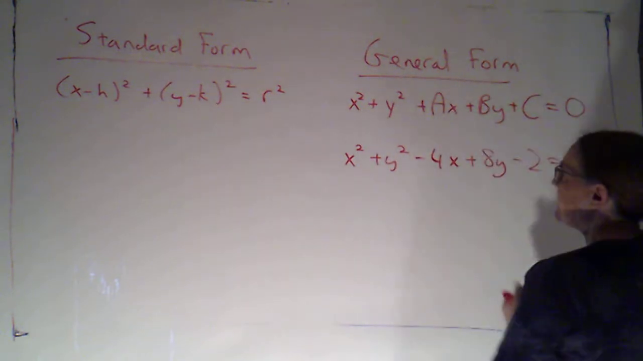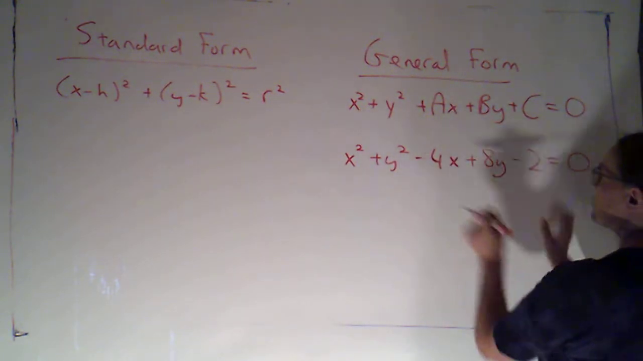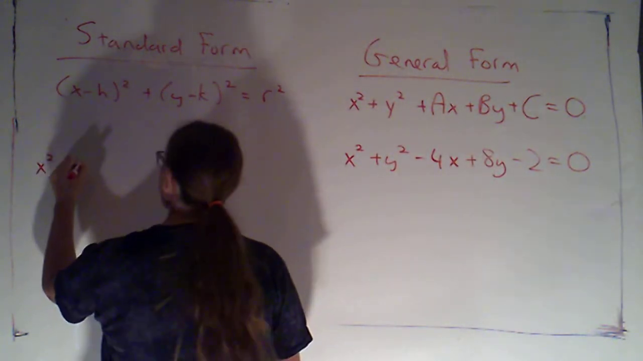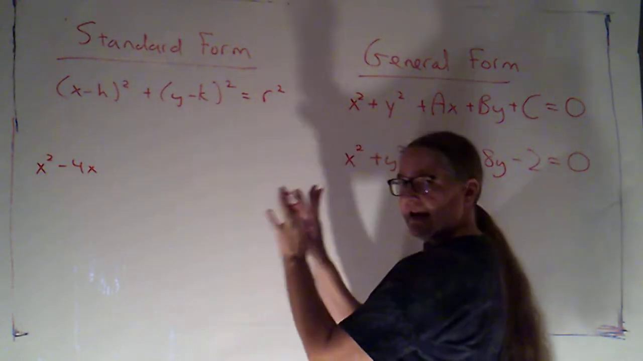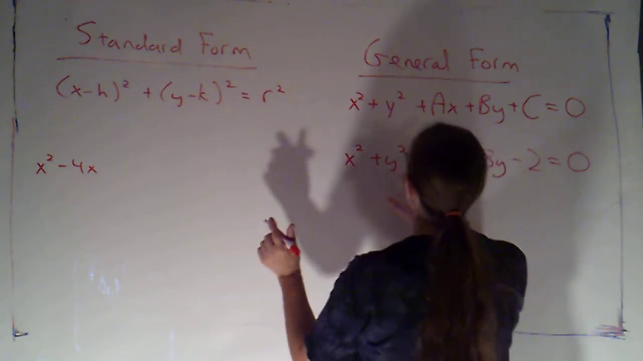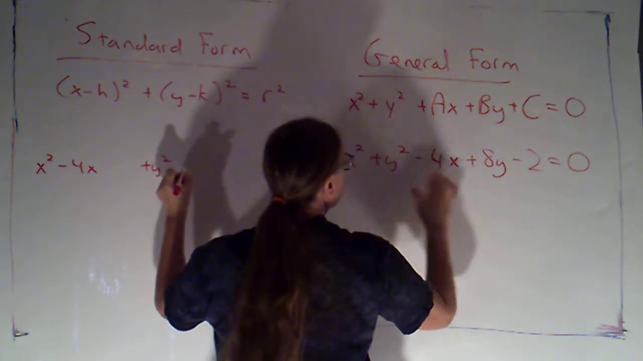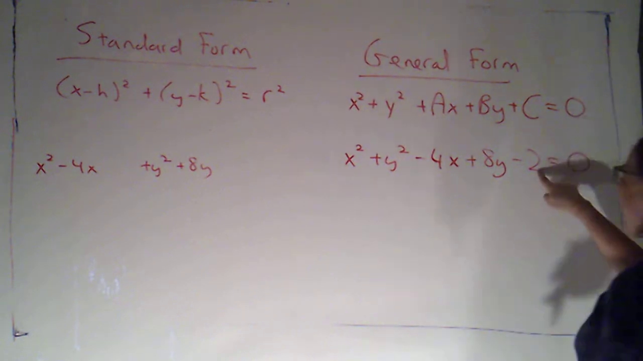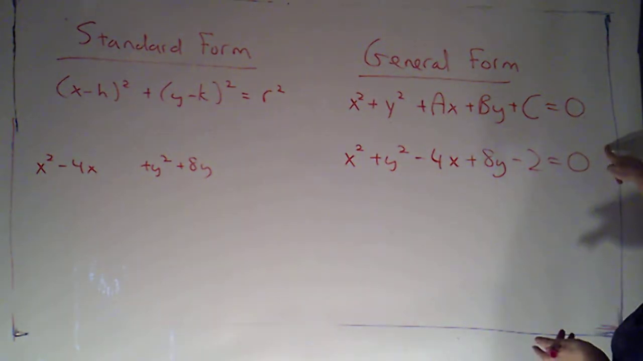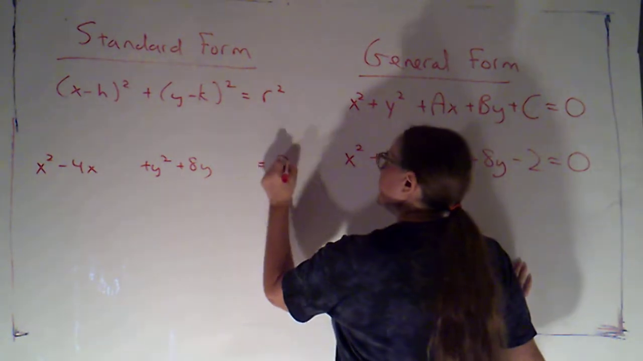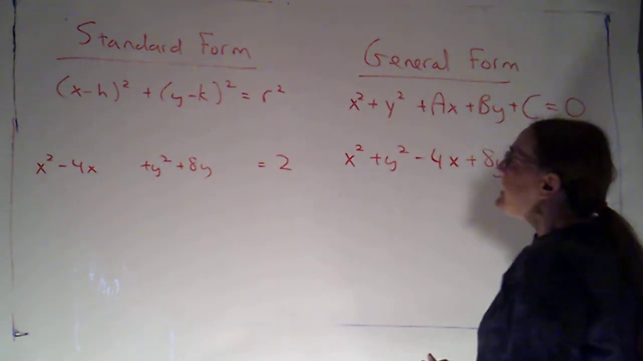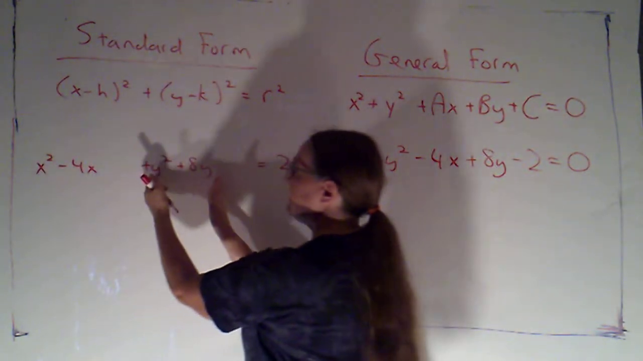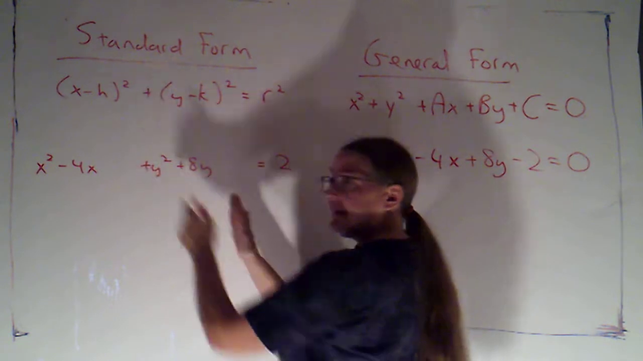So I think the first thing I'm going to do is just rearrange this a little bit. I'm going to put the x's together, so x² − 4x. And then I'm going to leave myself some space, plus y² + 8y. So there are my y terms. And I'm going to go ahead and just move that number over to the other side, equals 2. Now what I'm hoping to do is complete the square here and complete the square here. Now I'm going to need a number for that.